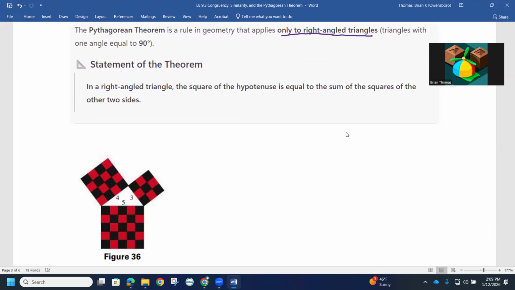So the Pythagorean theorem says if you have a right triangle, the square of the hypotenuse is equal to the sum of the squares of the other two sides. So if I give you a right triangle, and I usually draw it this way, but that's not bad. So notice how this is considered a corner or a right angle. Now, opposite the right angle is what's called the hypotenuse.